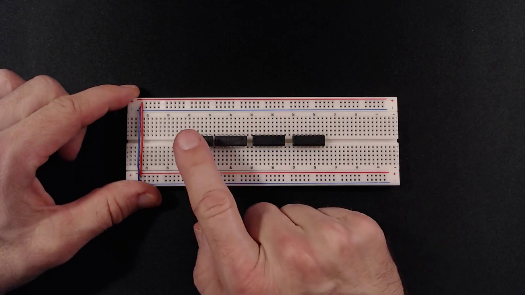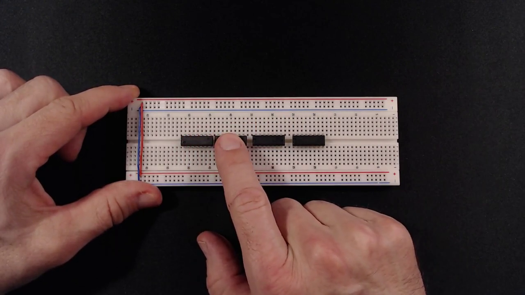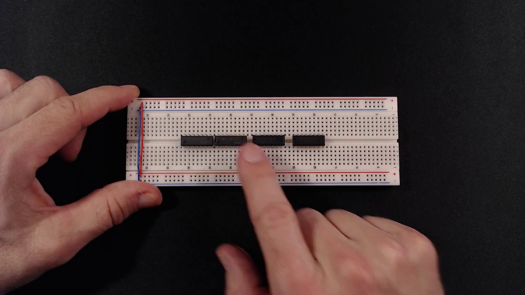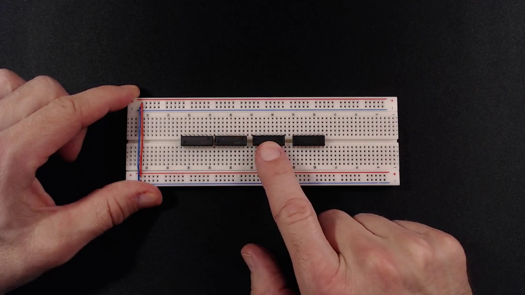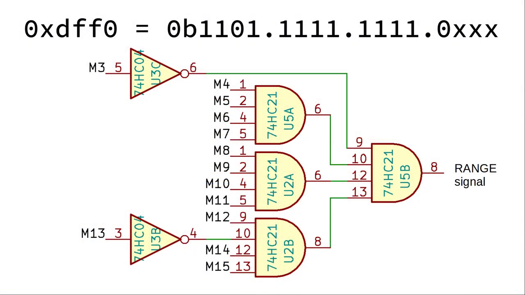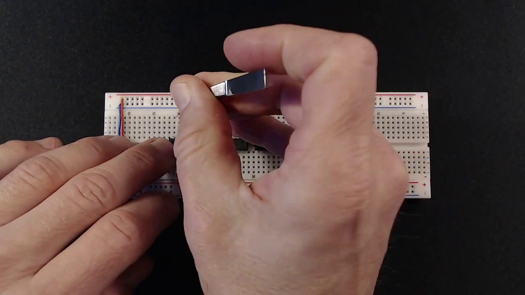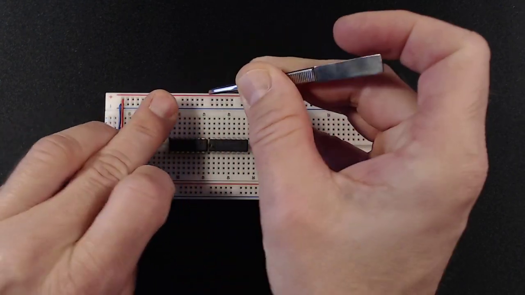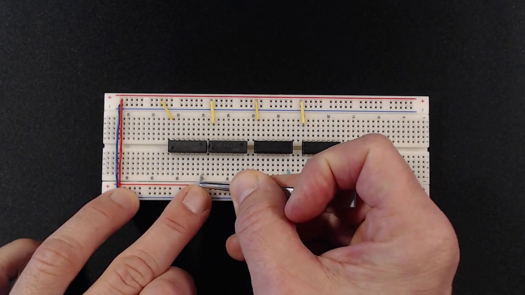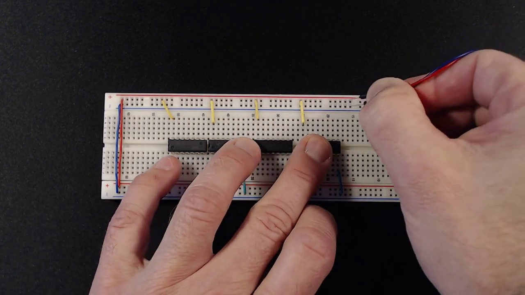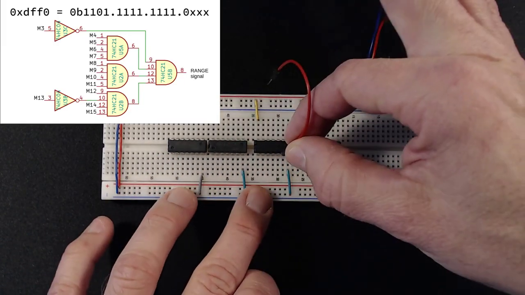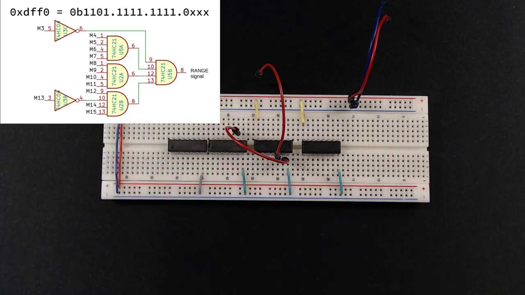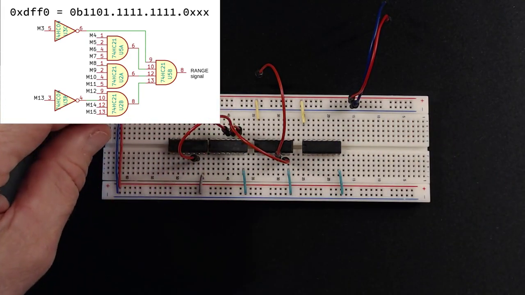I am going to use two dual quad input AND gates, 74HC21 for this, and some inverters. For now, let's ignore the lower 3 bits, so our final AND goes high if the address range DFF0 to DFF7 is hit. Let's build that. I'll start with all the power and ground connections. Now I go from memory address line M3 to M15.